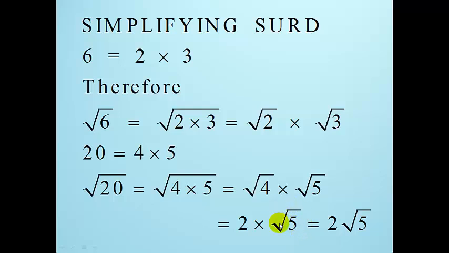Now when we take the square root of 5, the answer is a decimal. And so we say that root 5 is a surd, because the answer is a decimal. So 2 times the square root of 5 is equal to 2 root 5.